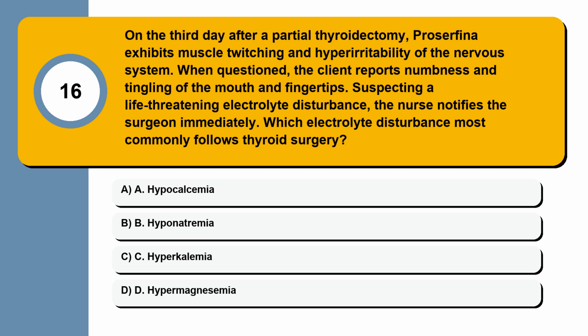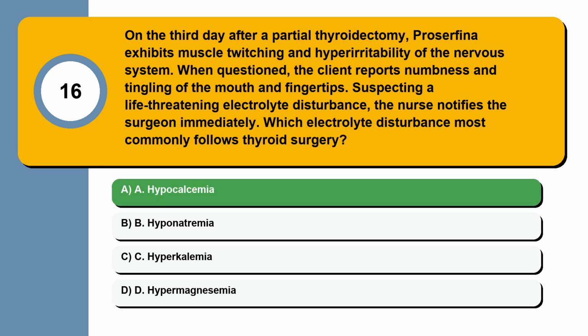Question 16. On the third day after a partial thyroidectomy, Proserpina exhibits muscle twitching and hyperirritability of the nervous system. When questioned, the client reports numbness and tingling of the mouth and fingertips. Suspecting a life-threatening electrolyte disturbance, the nurse notifies the surgeon immediately. Which electrolyte disturbance most commonly follows thyroid surgery? A. Hypocalcemia. B. Hyponatremia. C. Hyperkalemia. D. Hypermagnesemia. Accidental removal or damage to the parathyroid glands during thyroid surgery leads to a drop in parathyroid hormone and subsequent hypocalcemia, causing tetany.